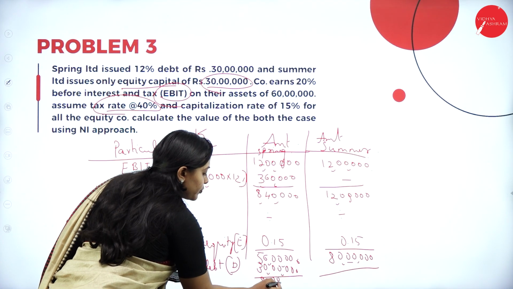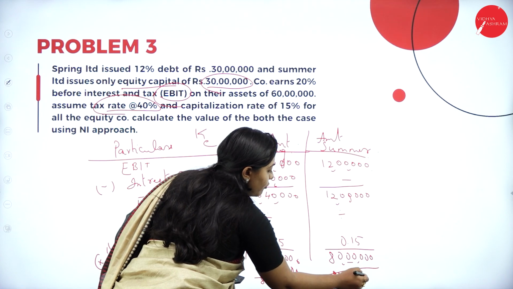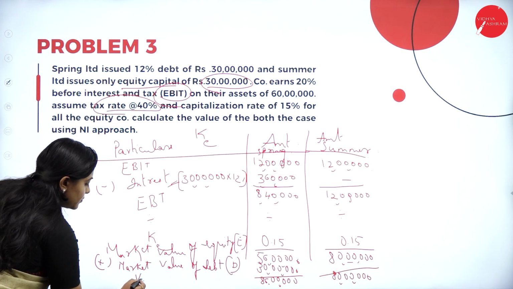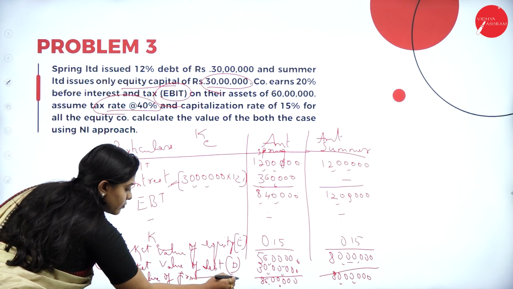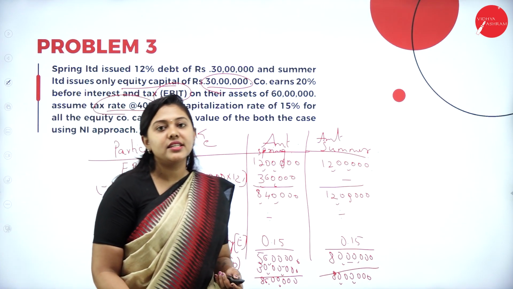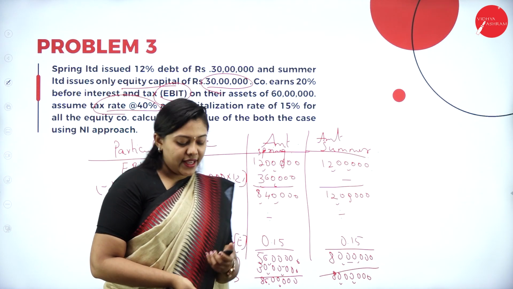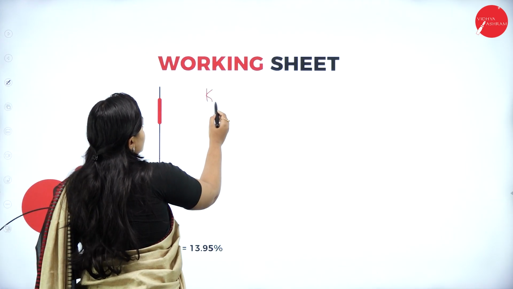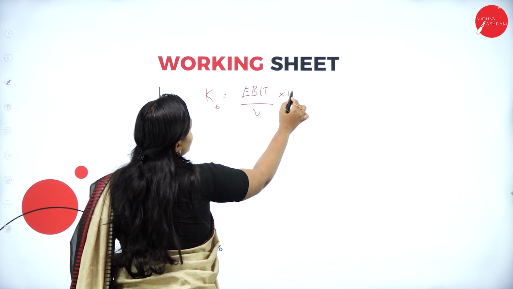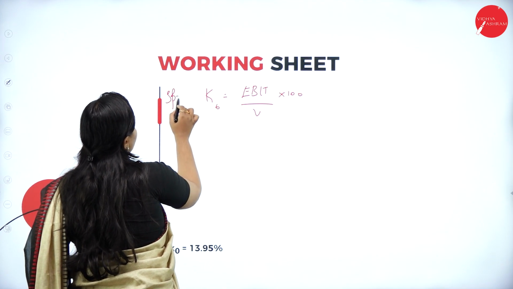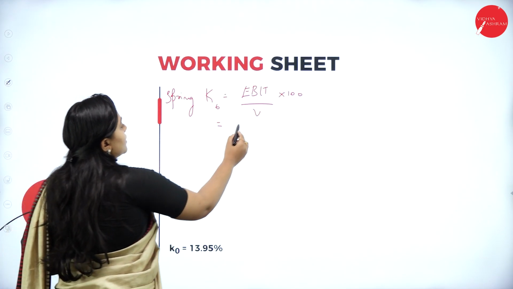86 lakh, and 80 lakhs is your value of firm. So 86 lakh and 80 lakhs is the value of the firm we have got. Now let's calculate the overall capitalization rate. So what's the formula? EBIT divided by value of firm into 100. This is for Spring Limited. So what is EBIT in the question? 12 lakh.